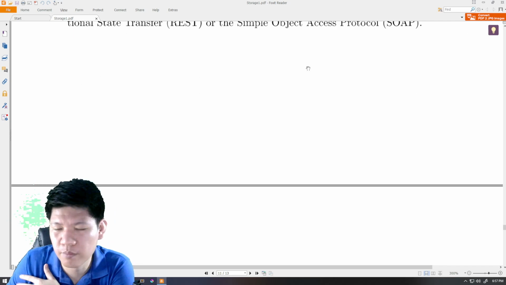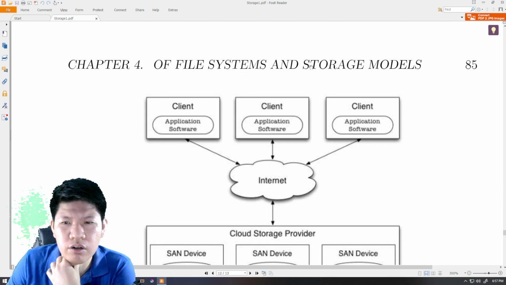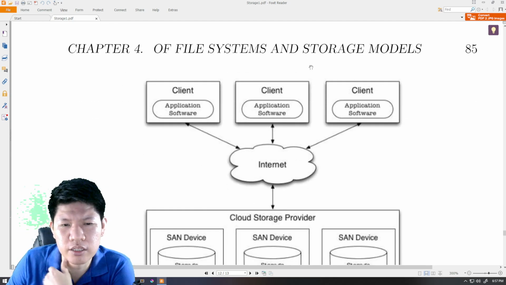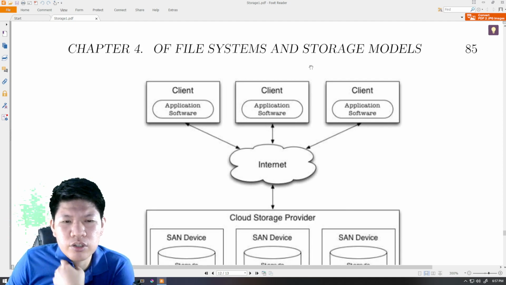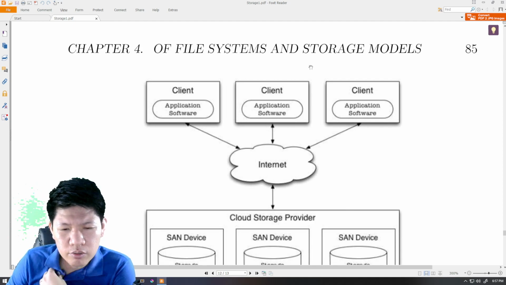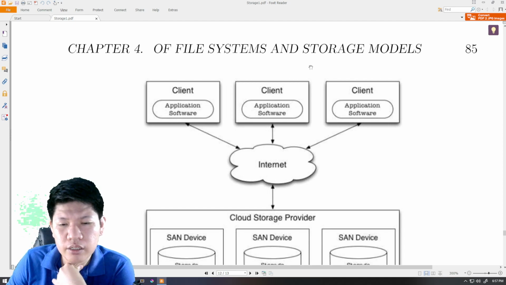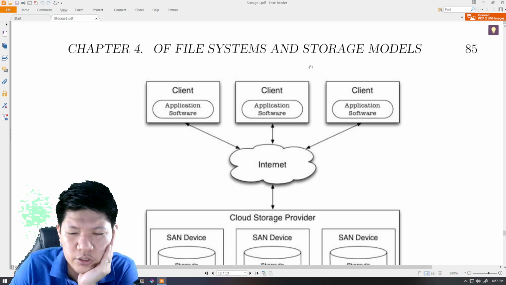What else? So, how does the cloud operating system work? When we talk about cloud, we are required to connect over the internet. That's one good thing about that.